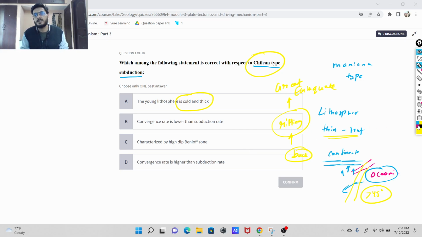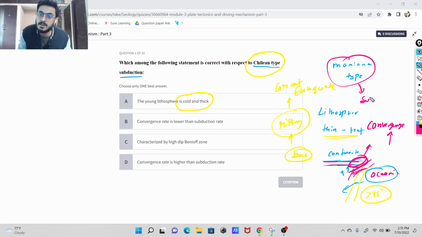And one more very important thing in this Chilean type volcano is, as I told, that this lithosphere is very thin and the oceanic plate is comparatively cold, as we know. So here the oceanic plate will not be able to go much further down like this. Okay, so it will be here only. So here there is a lot of convergence. So here convergence will be very high as compared to subduction. As in case of Mariana type, the subduction is high.